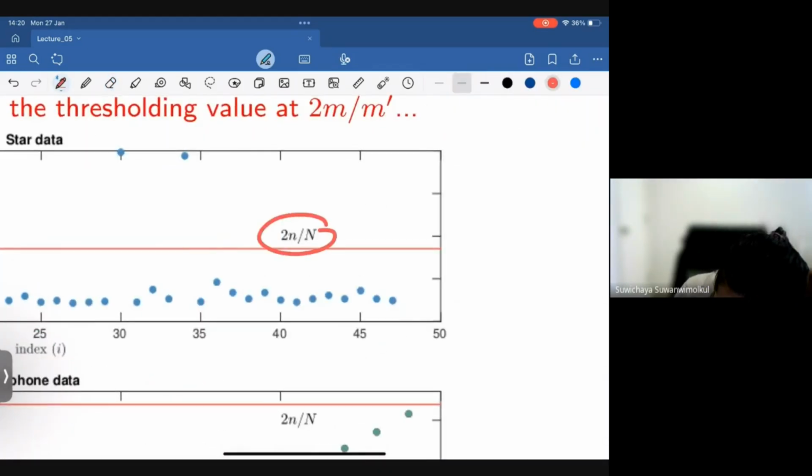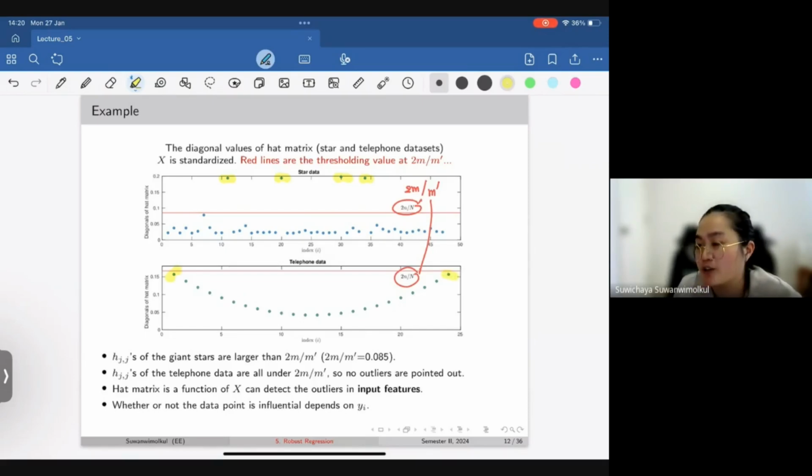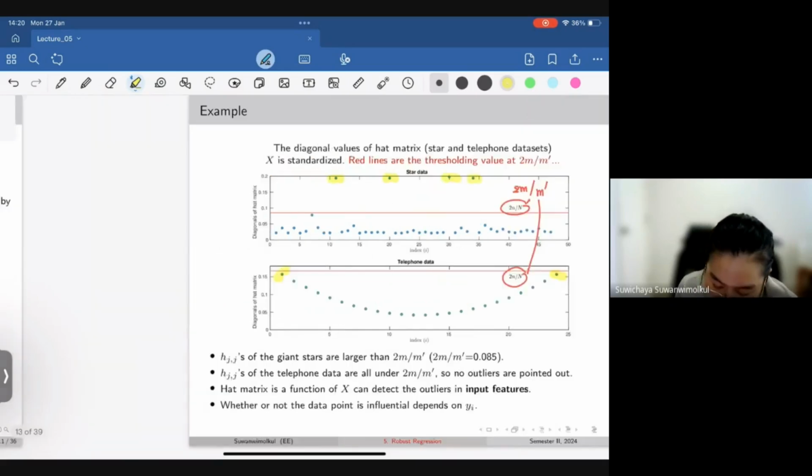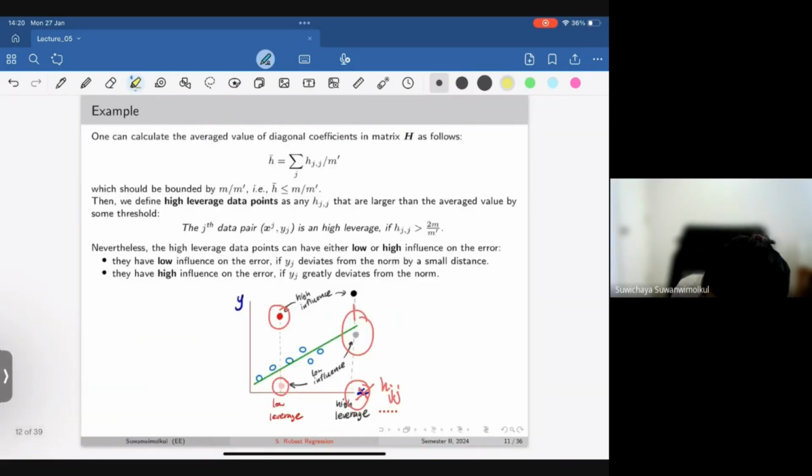This one is supposed to be 2m times m prime. And this as well should have the same value. So the outliers are going to be those points that are above these lines. And for this one, maybe some of them are at the very edge. It depends on the characteristic of the value of this HJJ matrix. But in fact, we can decompose it, like the factor that was inside this HJJ value, which is as follows.